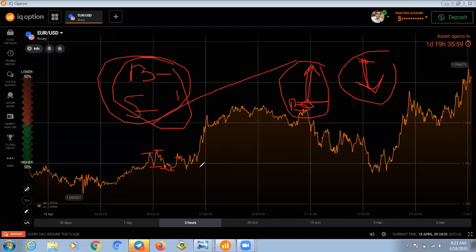The buyers and sellers can be found in this chart. It's in every place, everywhere. When price is going down, it means there are sellers. Sellers are sitting here. When price comes to this level, they sell their stuff and price goes down.